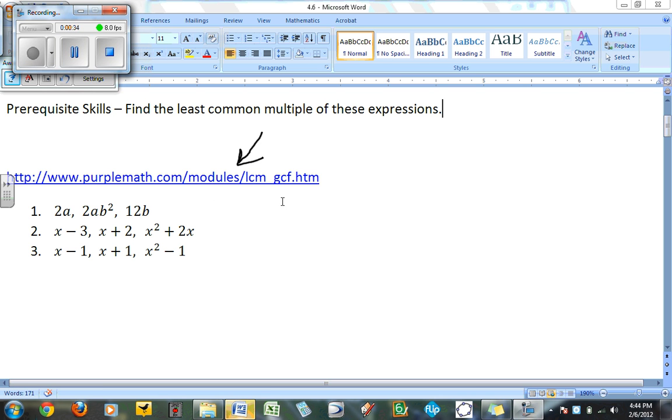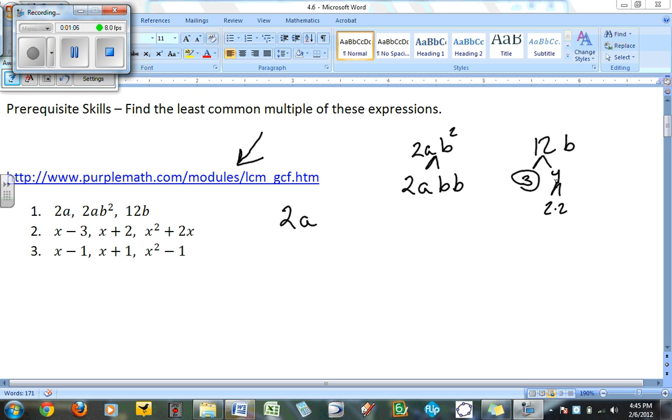In this case, I'm going to break everything down and write the prime factorization. Well, I know 2 is prime, and I can't break down a any further. That's 2a. 2ab squared breaks down: 2 is prime, a is prime because there are no other factors of a, and then b squared can be broken down into b times b. And then 12b can be broken down into 3 and 4. Sorry, there's a b there. 3 is prime, so circle it, and then 4 is 2 times 2. So overall, its prime factorization is 2 times 2 times 3 times b.